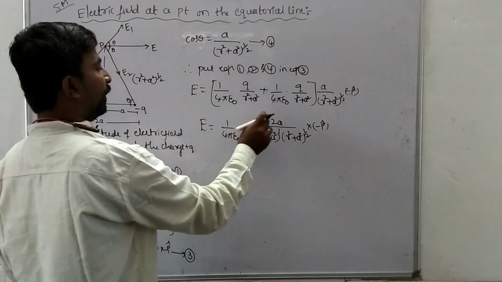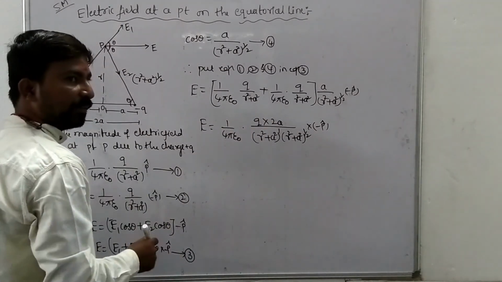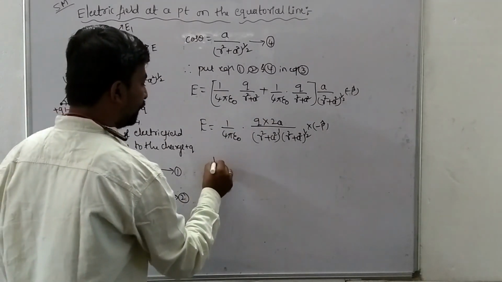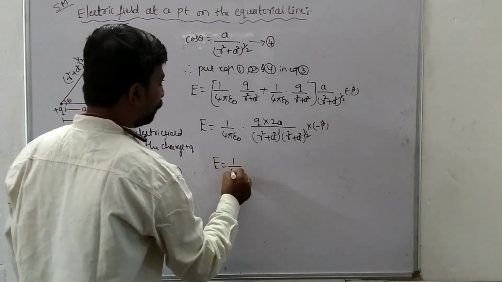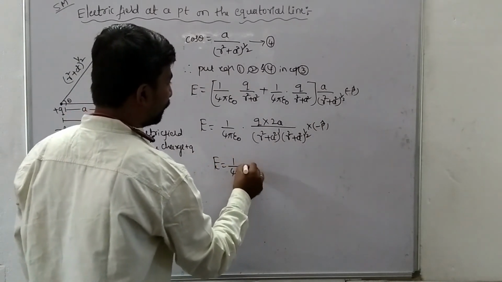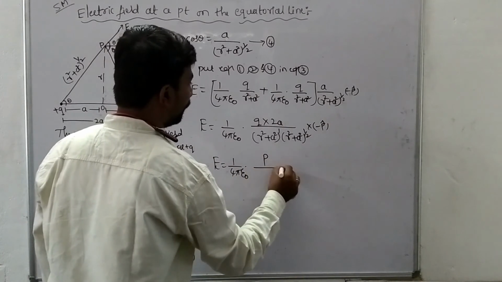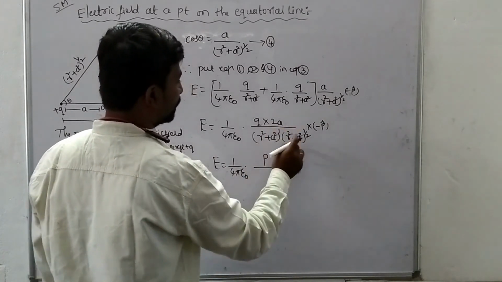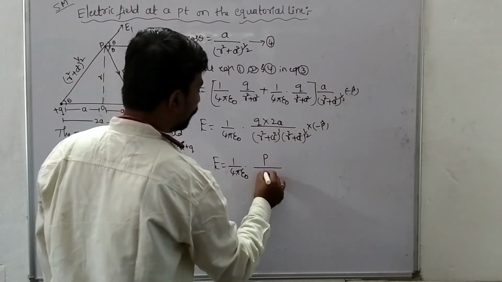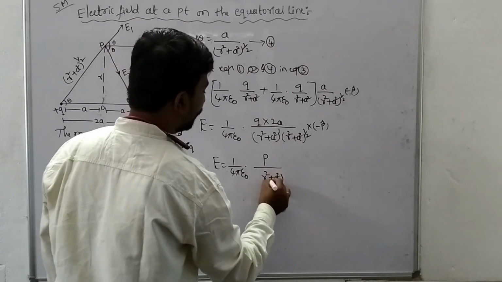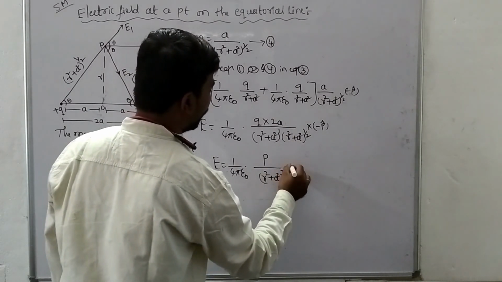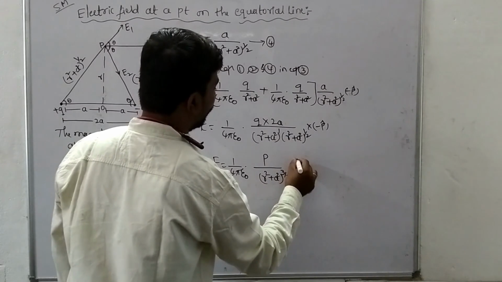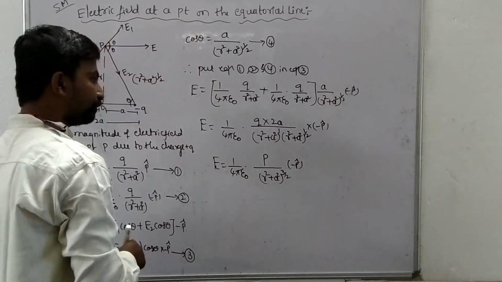Then q into 2a, the product of the charge and the separation distance, is the electric dipole moment P. Then E is equal to 1 by 4 pi epsilon naught P divided by, since the bases are the same, the powers add, r square plus a square whole to the power of 3/2 into minus P cap.